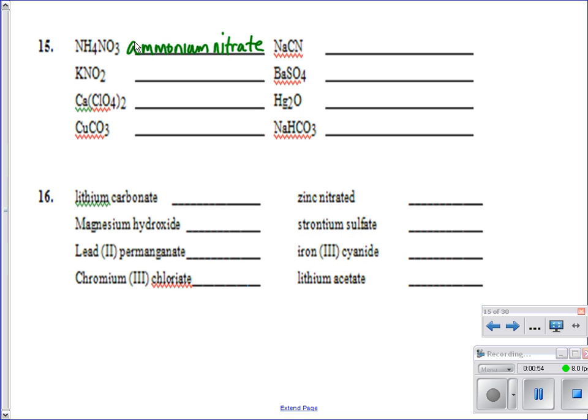Okay, the next one, is it ionic or covalent? Ionic. Is the metal potassium univalent? Does it have more than one charge or one charge? One charge. So name what you see. What is this called? Potassium nitrite.